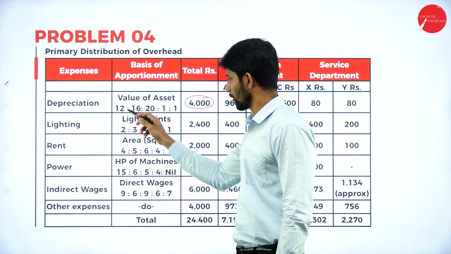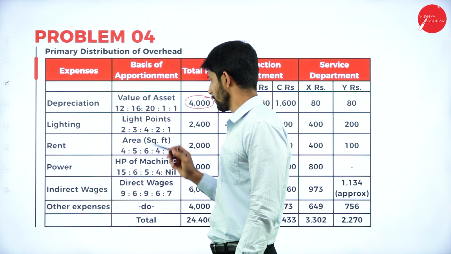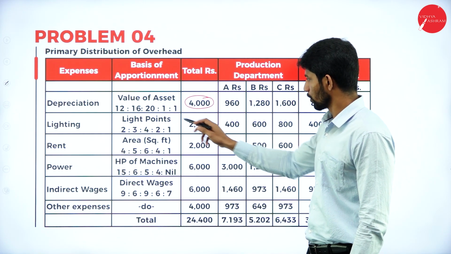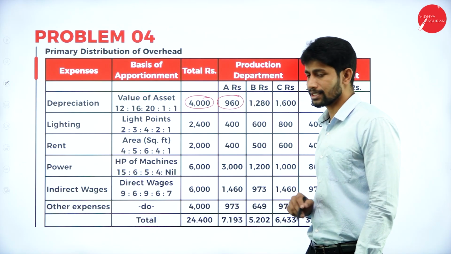So total this 12 plus 16, how much you will get? 28 plus 20, 48 plus 2, 50. So 4,000 into 12 divided by 50. For production department A, you will get 960.